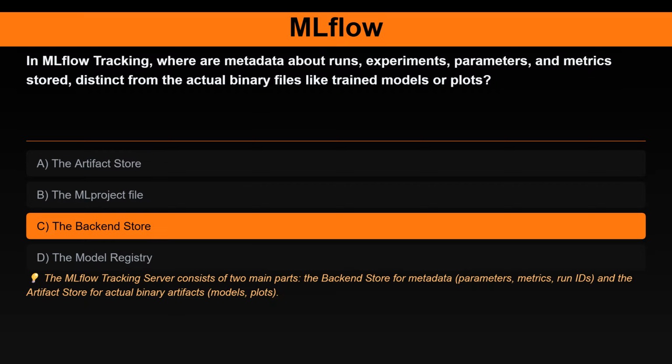The correct answer is the backend store. Here's the explanation. The MLflow Tracking server consists of two main parts: the backend store for metadata, parameters, metrics, run IDs, and the artifact store for actual binary artifacts, models, plots.